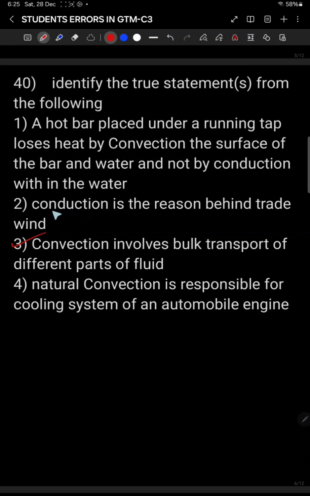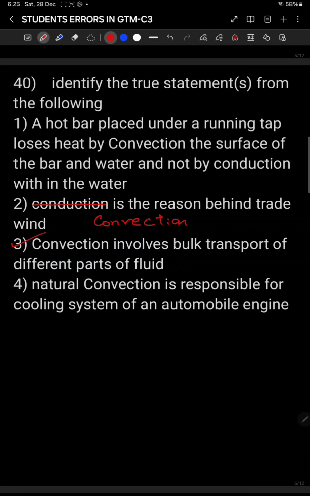Conduction is the reason behind trade wind. No, it's wrong here. Convection is the reason for trade wind. Convection involves bulk transport of different parts of fluids. In convection, fluid particles transfer takes place.